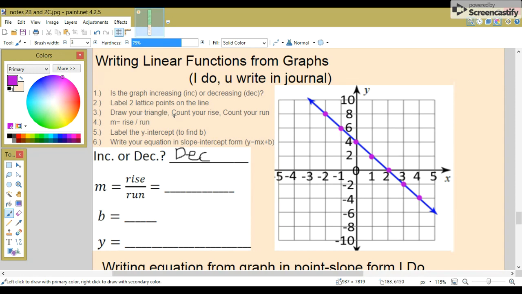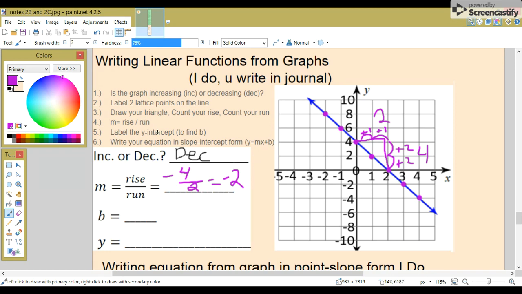Step 3, draw your triangle. Count your rise. Each square is skip counted by 2. So that's 4. Count your run. Each of those are skip counted by 1s. So that's 2. Step 4, m is your rise over your run. So we have 4 over 2. It's decreasing, so that's a negative slope. Negative 4 divided by 2 is negative 2, so that's our slope.